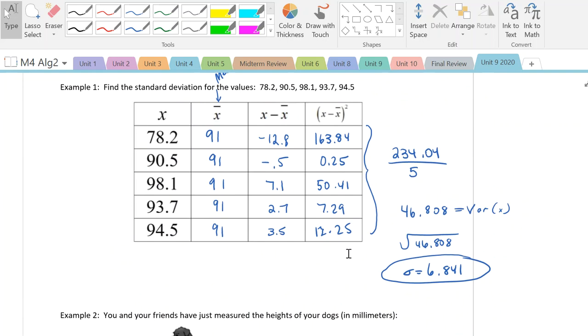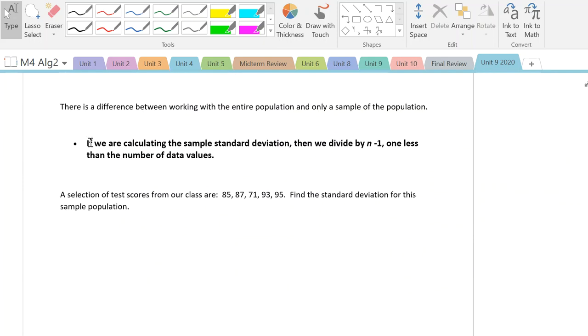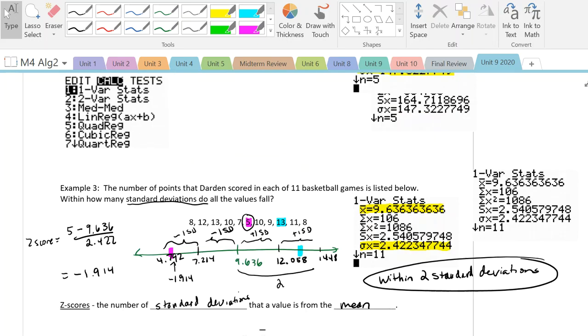Now, where this would be different is if I said these were 5 samples selected from our class of 22, and that would indicate it was a sample. How you have to do it with a sample is different. If we are calculating the sample standard deviation, then when we do the step of dividing to find the mean the second time, you divide by n minus 1, one less than the number of data values. Okay, so I'll go back up to this one for a second.